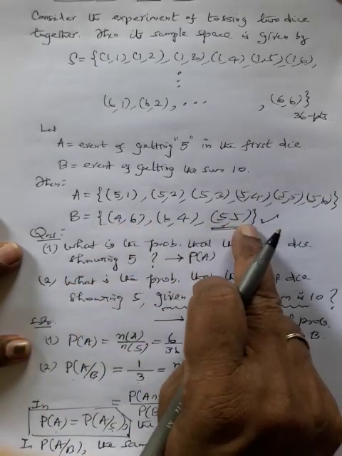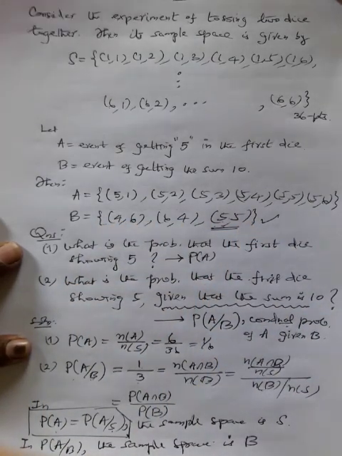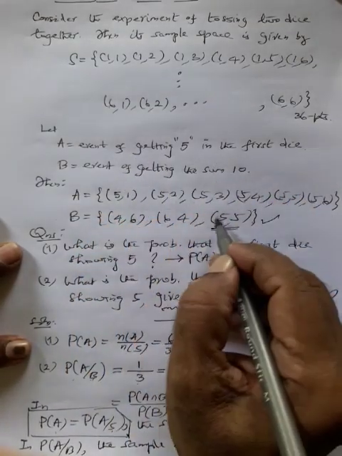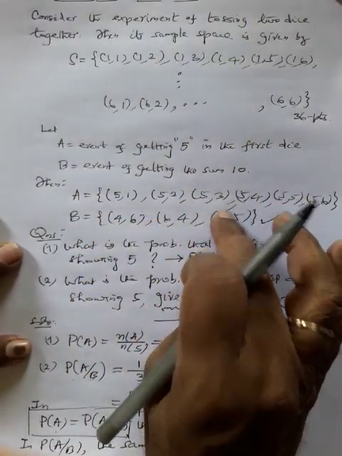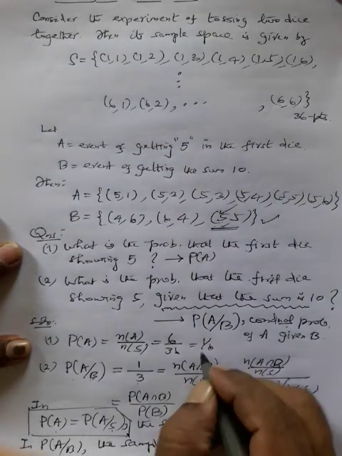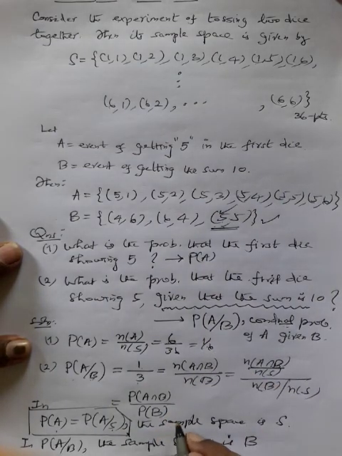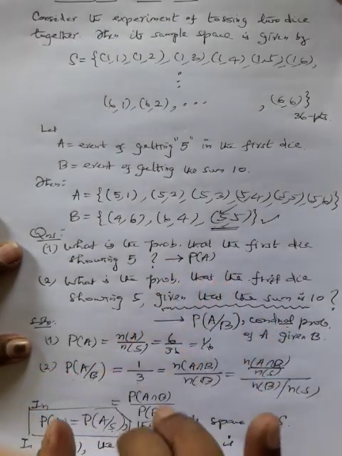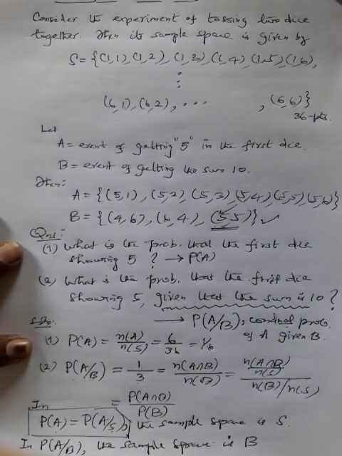In this sample space, what is our favorable outcome? A favorable outcome is getting 5 in the first die. That is only 1. So 1 out of 3. This is 1 out of 6, whereas this is 1 out of 3. So this is the main difference between probability and conditional probability. So this completes video 11.